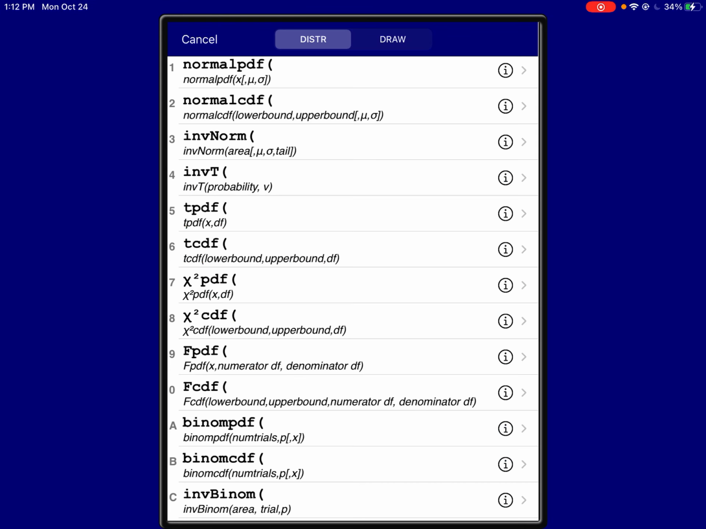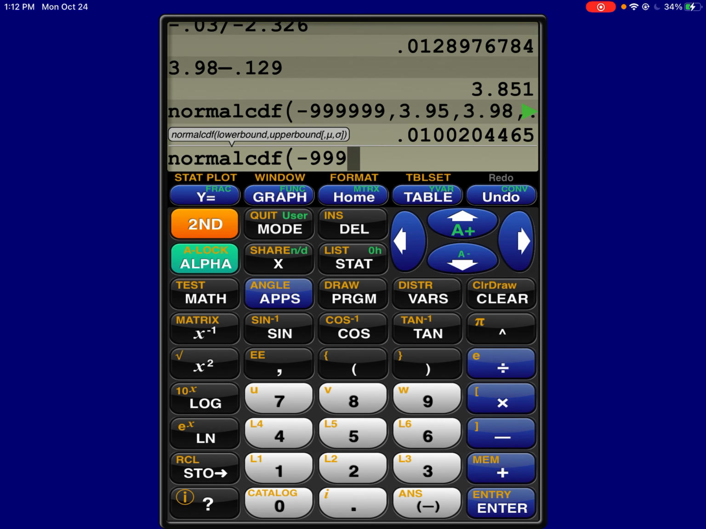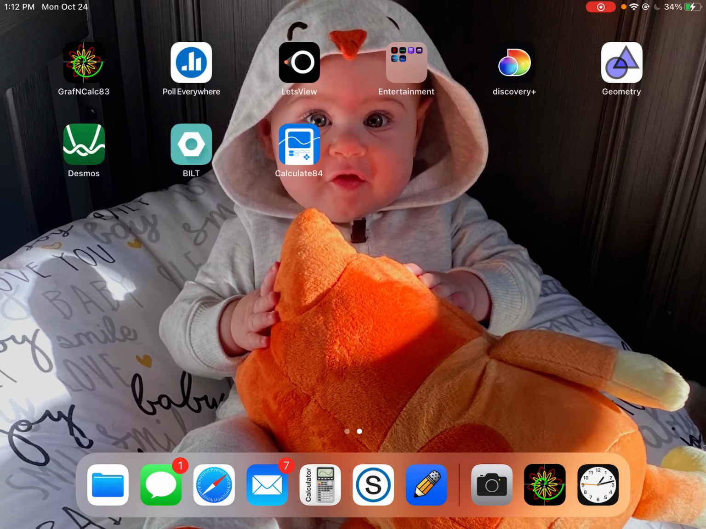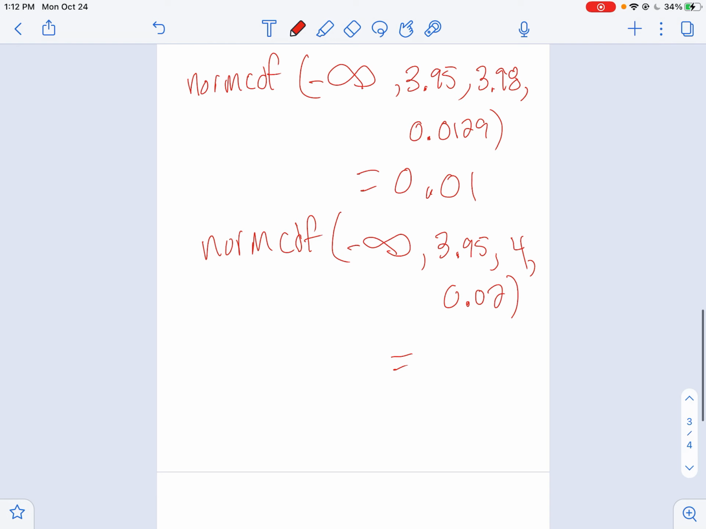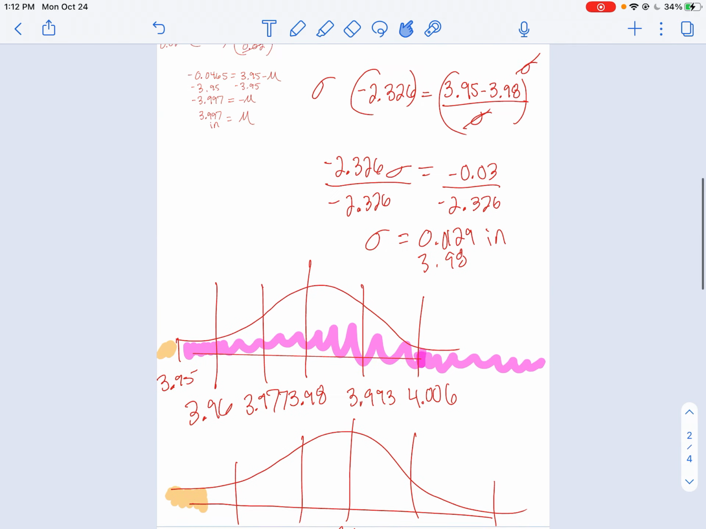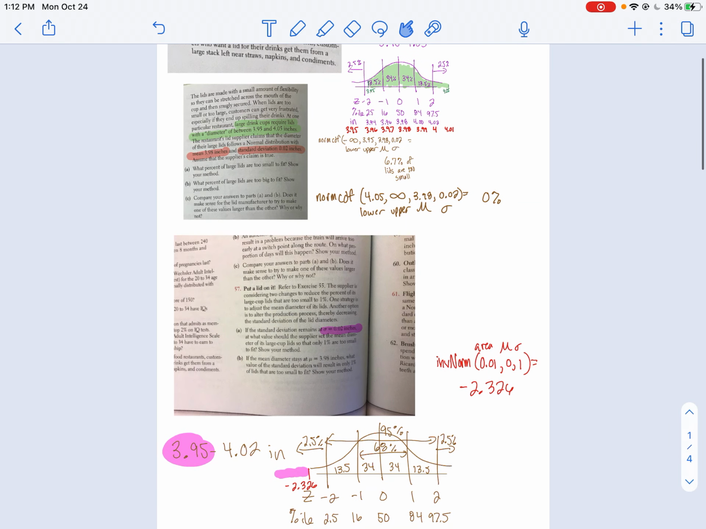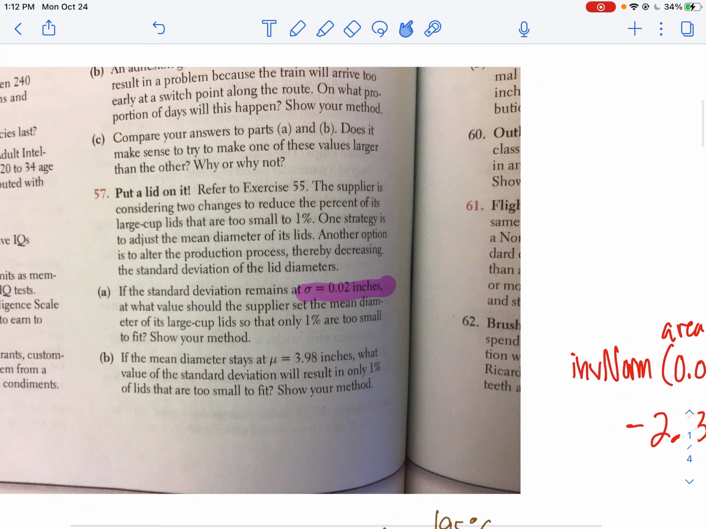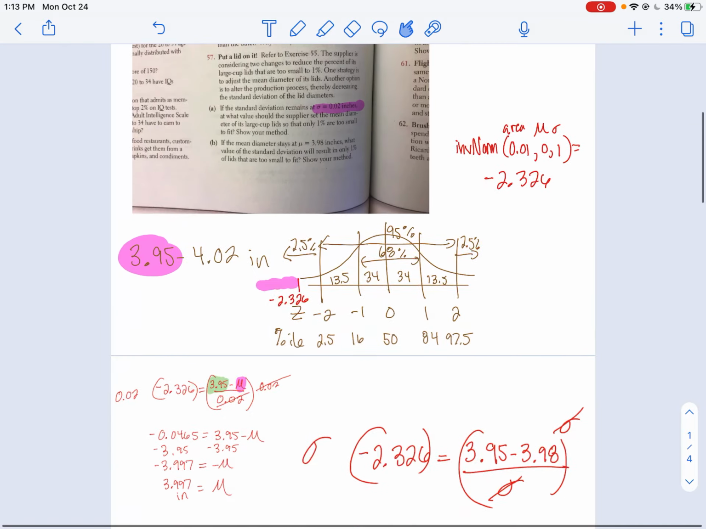Second, vars, norm CDF, all those 9s again. 3.95. Now I got a new average of 4, standard deviation of 0.02. Let's see what happens. Oh, wow, a little bit less, just a little bit. So it looks like I would be better off changing my average to 4 than changing that standard deviation. That's what you're trying to prove here. Which are you better off doing if you want less lids that are too small?